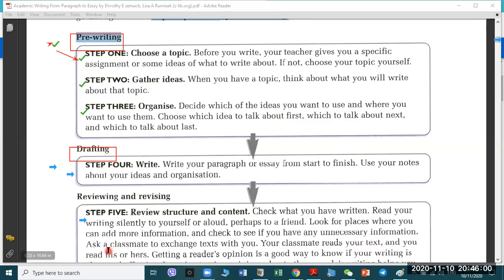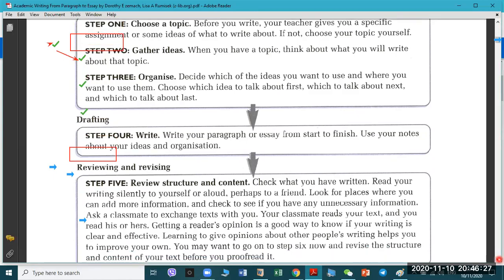So ask a classmate to exchange texts with you. You should hand over your writing to your friend, and you should take his or her writing, and you should compare your writings. You should revise each other's writing, okay? Your classmate reads your text and you read his or hers, okay? This is what I told you.